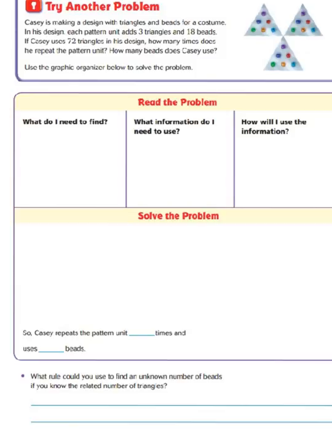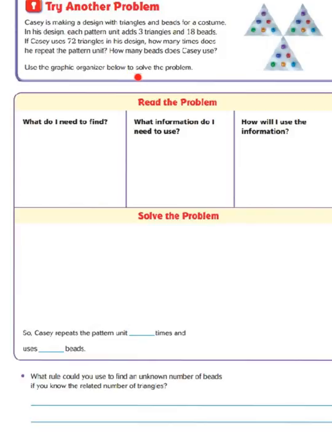Now let's take a look at another problem. Casey is making a design with triangles and beads for a costume. In his design, each pattern unit adds 3 triangles and 18 beads. If Casey uses 72 triangles in his design, how many times does he repeat his pattern unit? How many beads does Casey use?